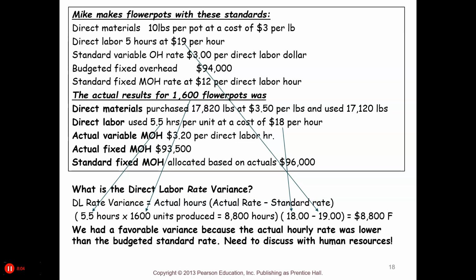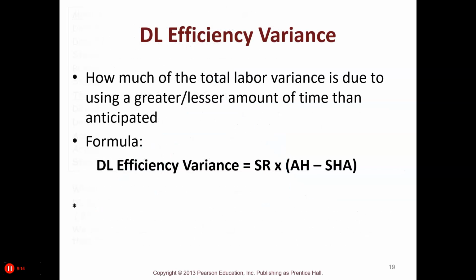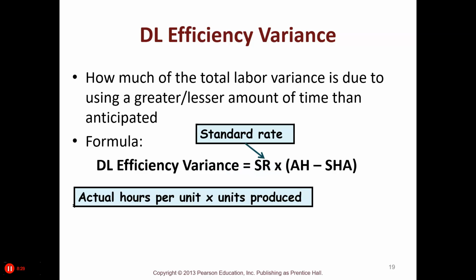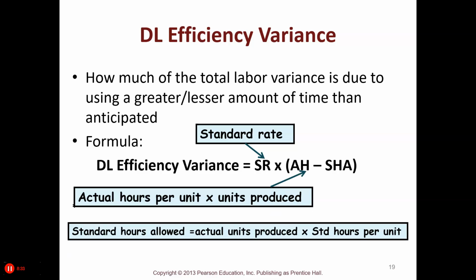So what we did is we maybe used newer workers so we didn't have to pay as much. So we'd have to discuss that with human resources. Now we have our direct labor efficiency variance. How much of the total cost variance is due to using a greater or lesser amount of time? So here we're going to use our standard rate, actual hours times units produced, minus standard hours allowed, which is the actual units produced times the standard hours per unit.